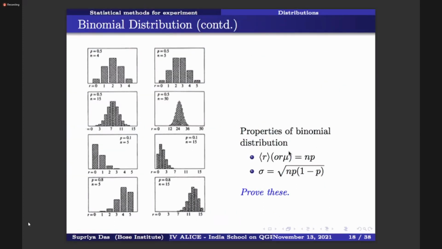Prove that the mean of a binomial distribution is equal to n into p, and the sigma of a binomial distribution is square root of n into p into (1 minus p). Just do a small calculation, you get it. I hope all of you will get it. If not, we can come back later. So this is what a binomial distribution is.